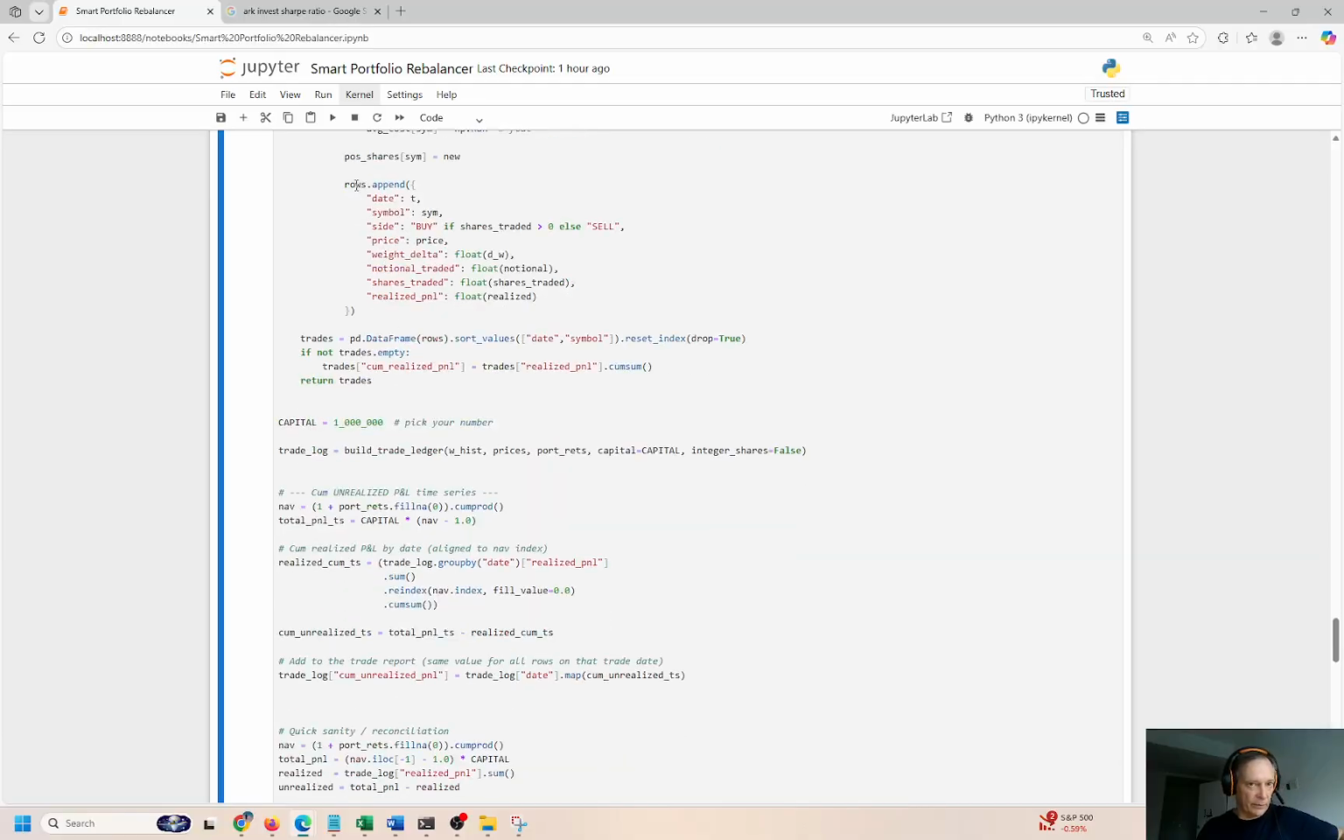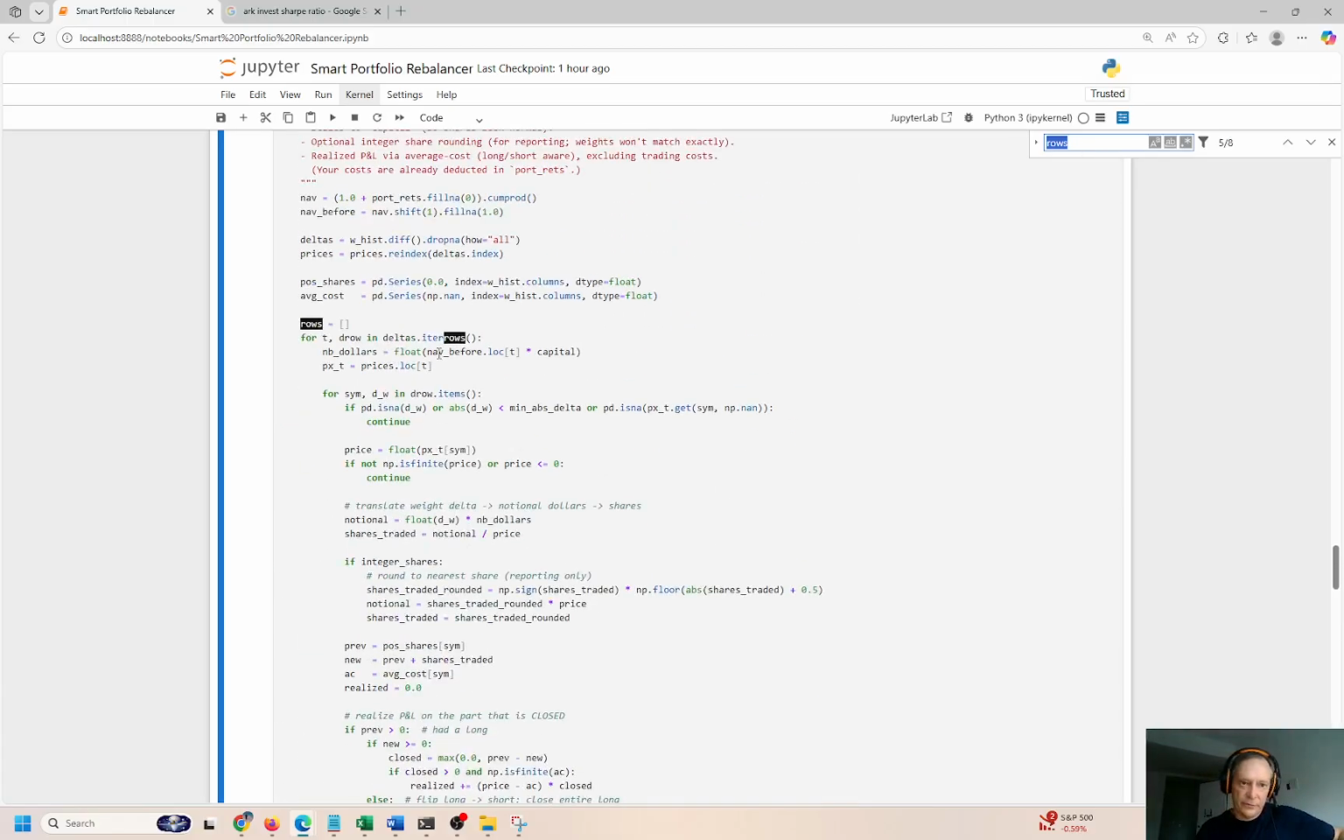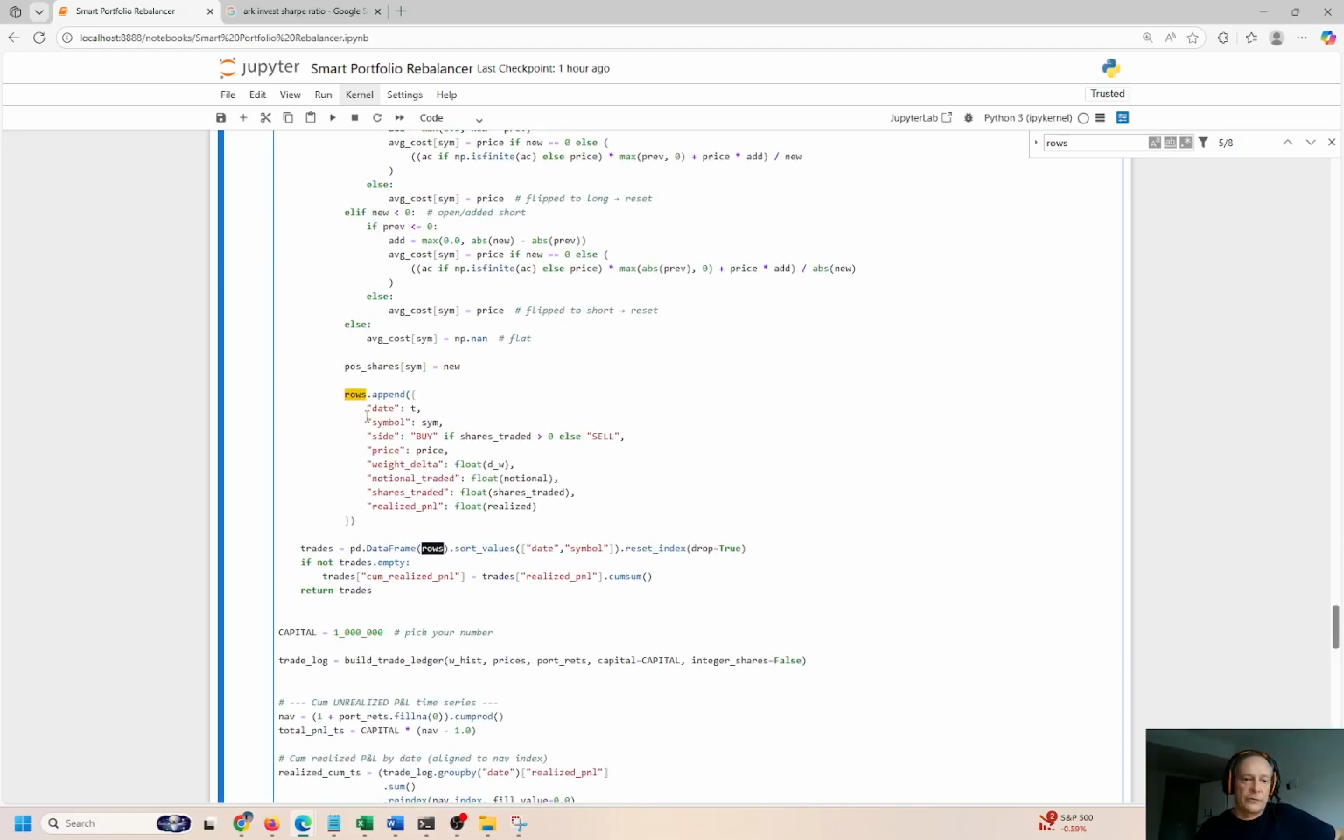And again, I'm creating all the rows, doing the append to that list that I created above, right? So this is pretty typical in Python to create the list, do all the appends, then convert the list to a data frame. That's very common. You see that a lot. And in this list, I have date, symbol, decide either buy or sell, right? Price, weighted, the weighted delta, the notional traded principal, number of shares traded, and realized P&L.